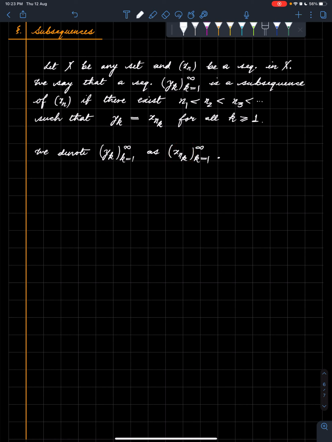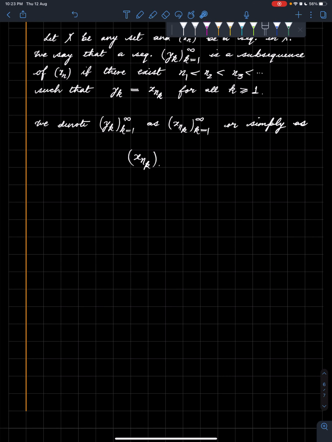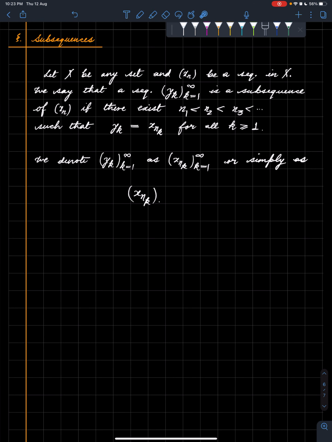Okay, so we will denote that thing simply as x n sub k and put a bracket here and hope that it is understood what this means. But this is, I would say, the most proper way to write it. Okay, so that's it. But let us also look at the notion of subsequences from the picture of functions.